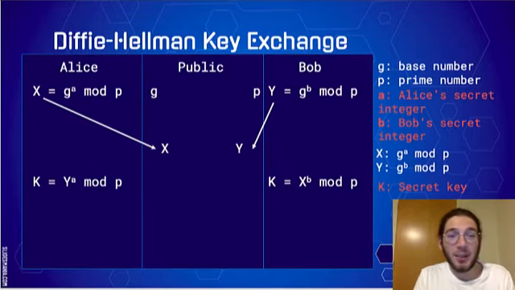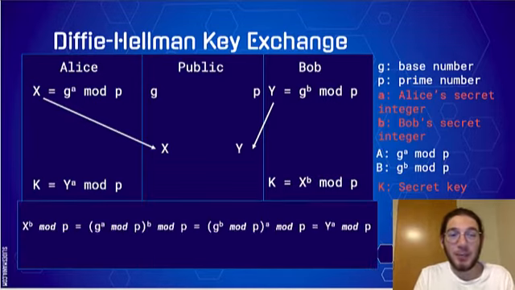Then Alice takes Y and calculates Y to the power A mod P, which is the secret key, and then Bob calculates X to the power B mod P, which is again the secret key. These two numbers are the same. This is based on the fact that the order of the exponents doesn't change the outcome, even when there are modulo operations involved. Therefore, without making any important information public, Alice and Bob can exchange keys.